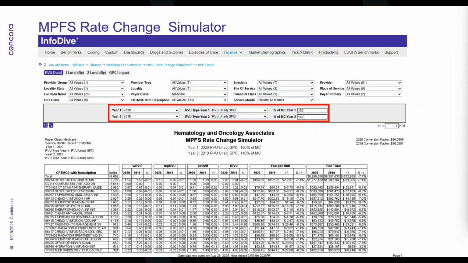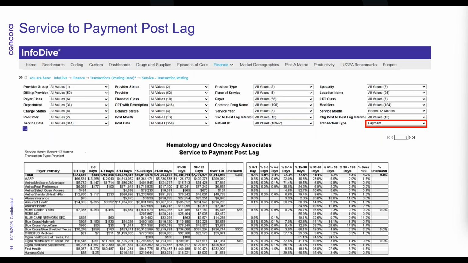So this report has multiple uses that I find to be really helpful, and I hope you will. And then the last report is going to be the service to payment post lag report. And we're actually going to use the charge to payment post lag report, but this still gives you a screenshot.